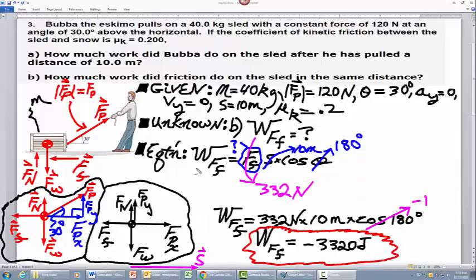We now have enough information to solve the problem. We substitute in for the frictional force 332 newtons. Then the work by the frictional force becomes the magnitude of the frictional force, or 332 newtons, times the magnitude of the displacement, or 10 meters, times the cosine of 180 degrees. The cosine of 180 degrees is minus 1, so this is a negative work. Since a newton times a meter is a joule, our final answer is that the work by the frictional force is a negative 3320 joules.